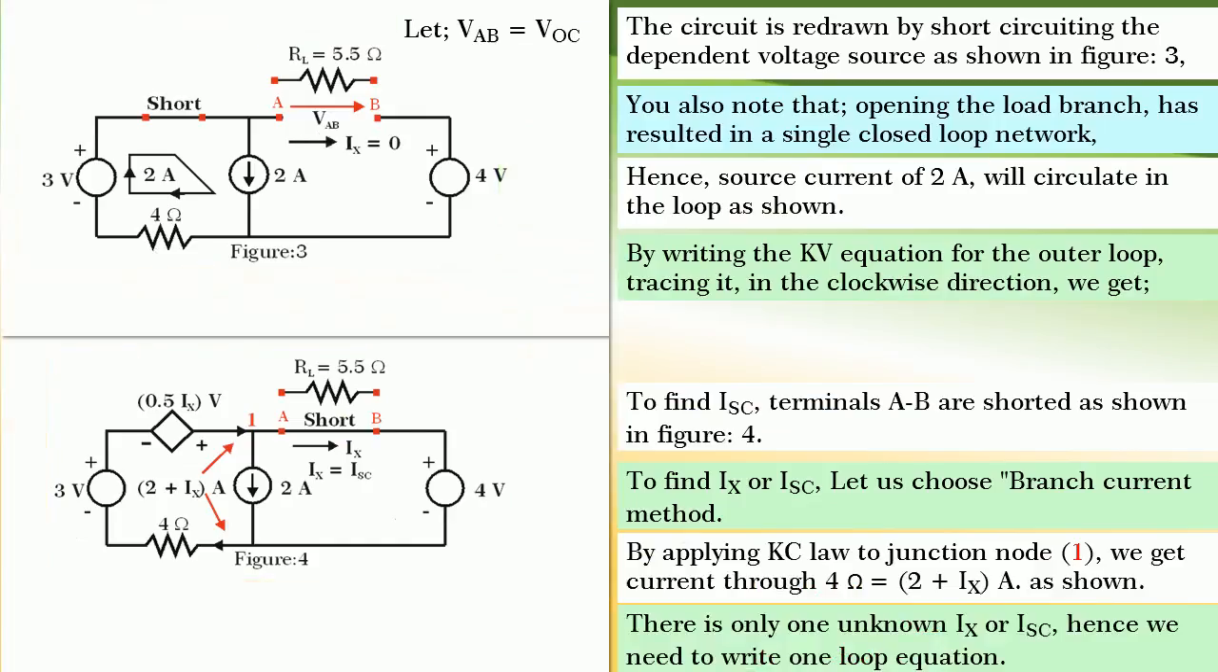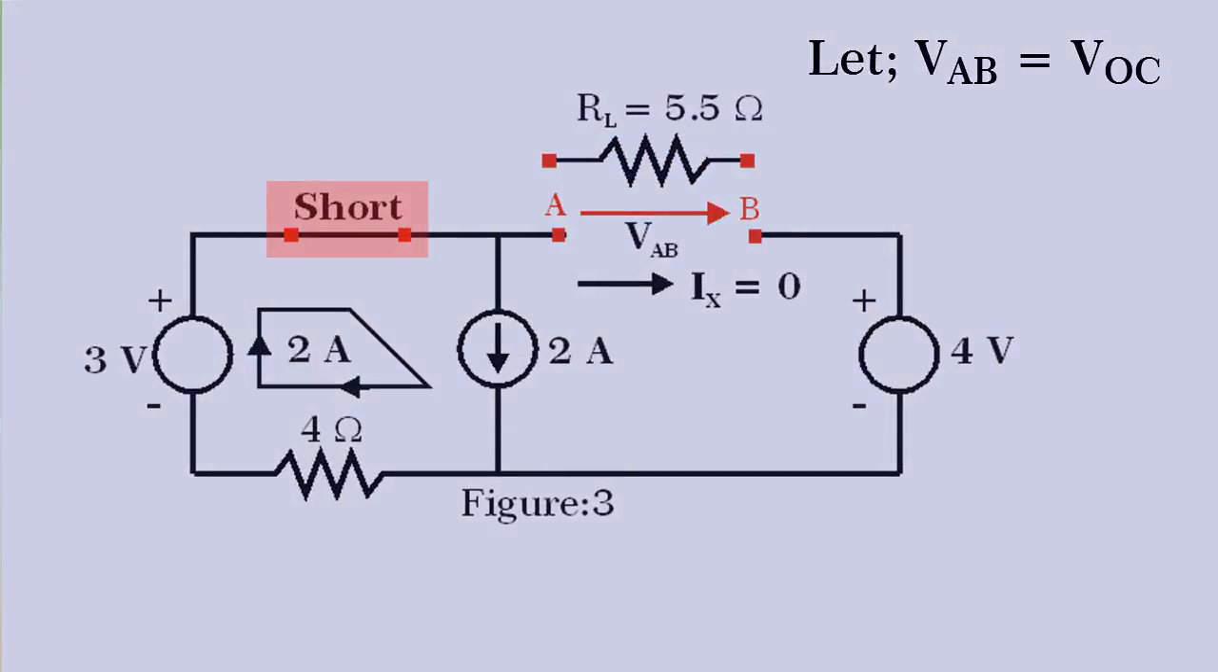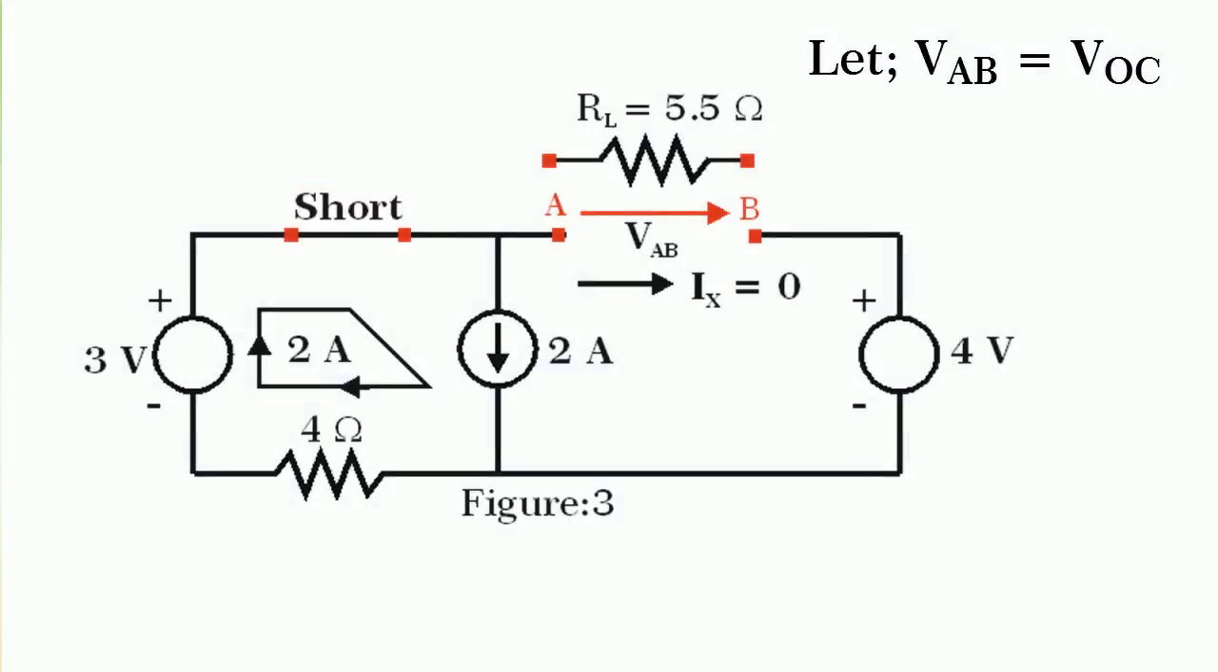Friends, the circuit is redrawn by short circuiting the dependent voltage source as shown in figure 3. You also note that opening the load branch has resulted in a single closed loop network. Hence, the source current of 2 ampere will circulate in the loop as shown. Let VAB is equal to VOC, the open circuit voltage.